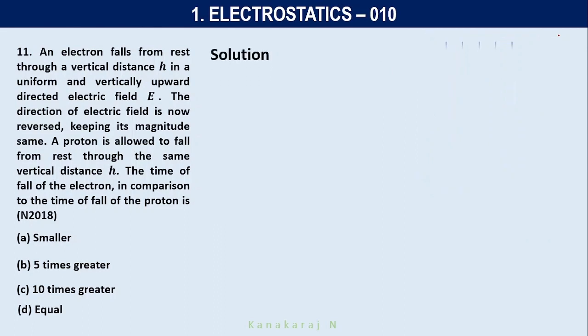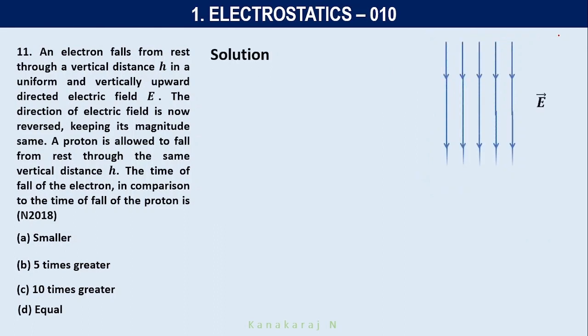Let us go for the second part of the same question. Now the electric field is reversed. What is the meaning of this? On the top we have a positive plate and at the bottom we have a negative plate. Now the proton, with charge +e, is placed. It is attracted by the negative plate which is at the bottom.